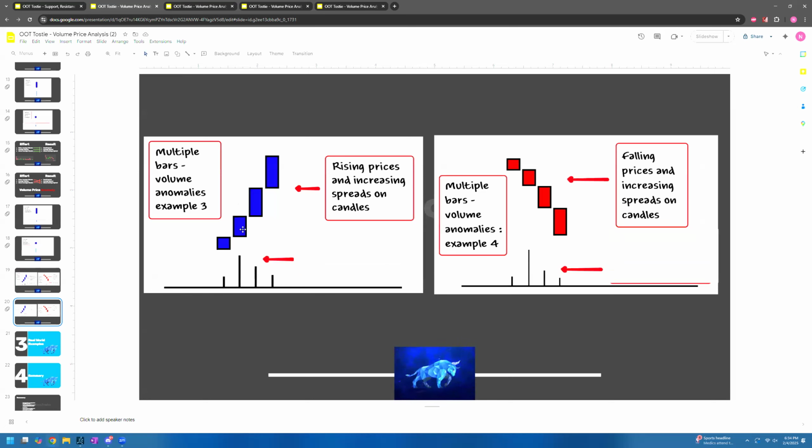Here, a little bit of a difference, right? We have price increasing. We have the spread of the candlesticks increasing, but volume starts to decrease. So that's kind of weird. And same idea, except the opposite, right? We have the spread of the candlesticks increasing, price is decreasing, yet volume's dropping off, right? So there's not more people selling as price goes lower.